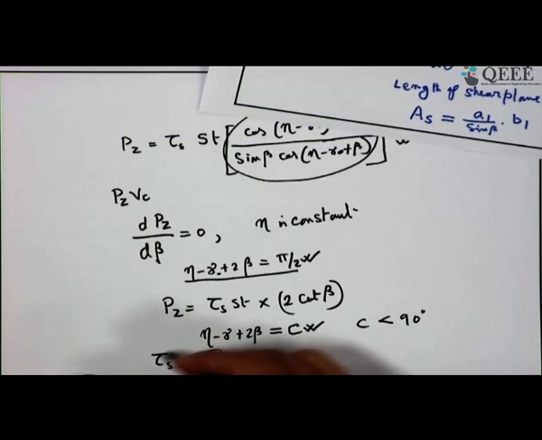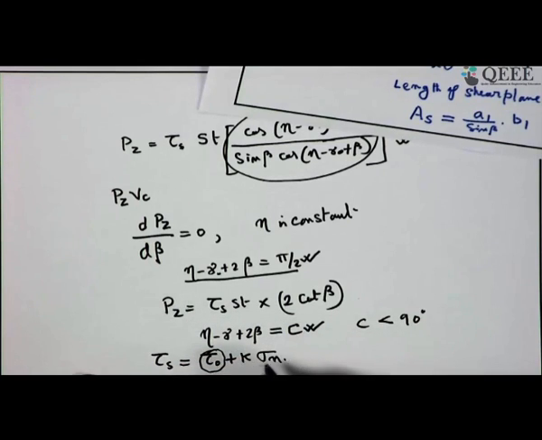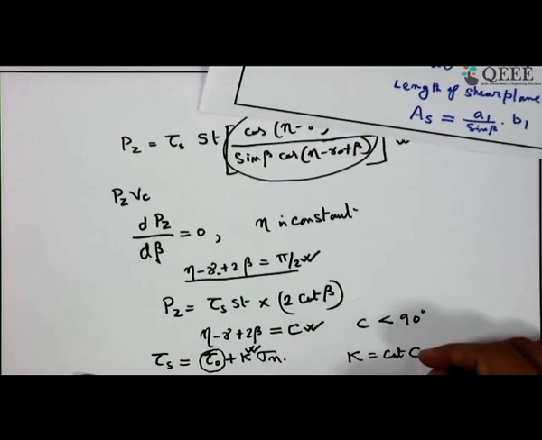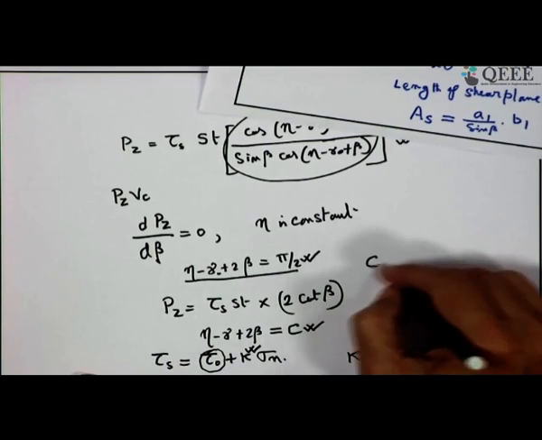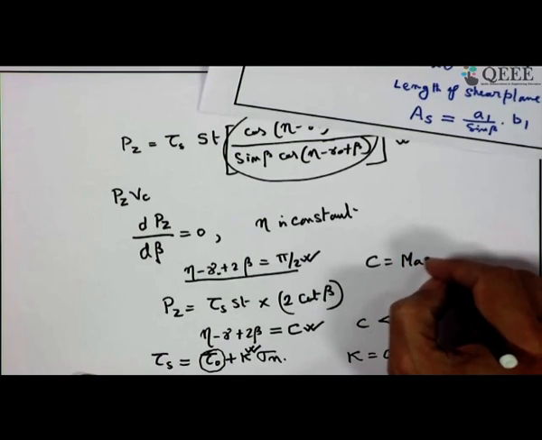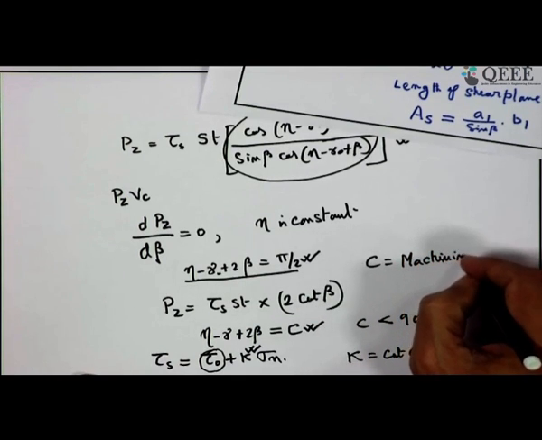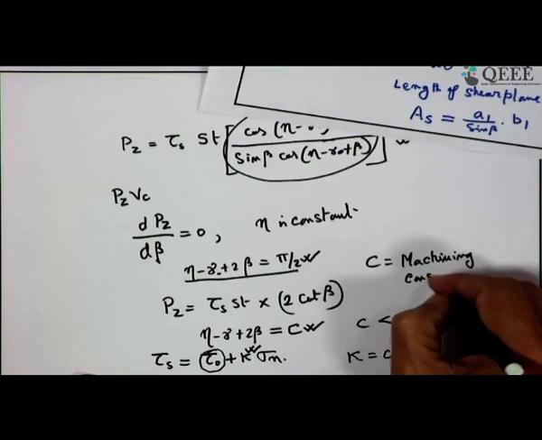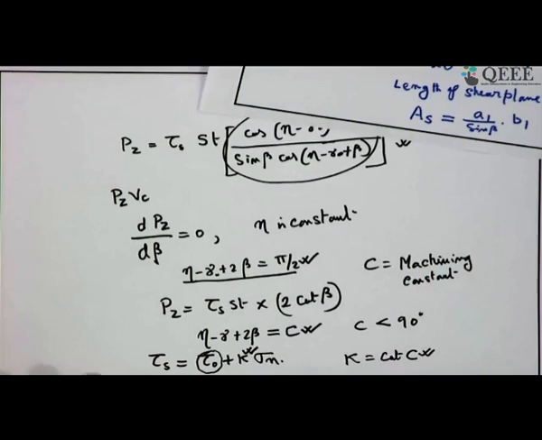And if one does a little bit of treatment, he can find that this coefficient k is given by cot of C. That means cot inverse k is equal to C, and this C is called a machining constant, and it depends upon the material. That means mild steel, low alloy steel, high alloy steel, stainless steel. So, this C value will keep on changing.